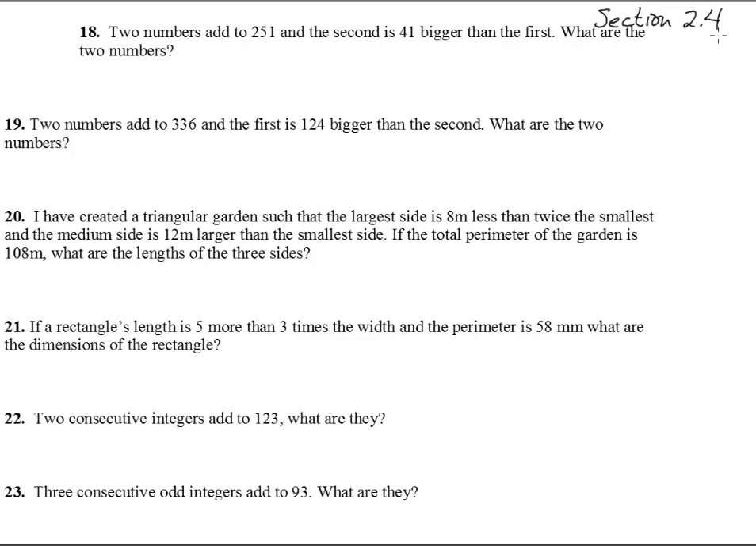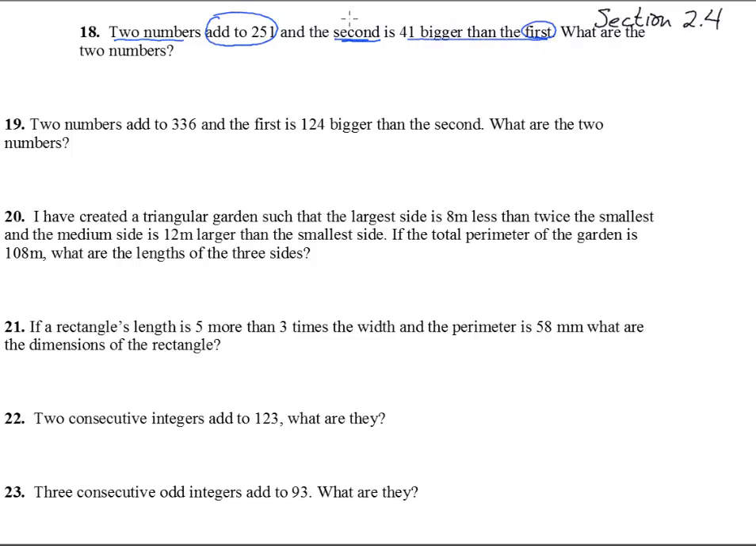Here we are in section 2.4. We're going to answer 18 through 23 right now. So two numbers, look at that, we got two numbers and they add to 251. The second is 41 bigger than the first. What are the two numbers?